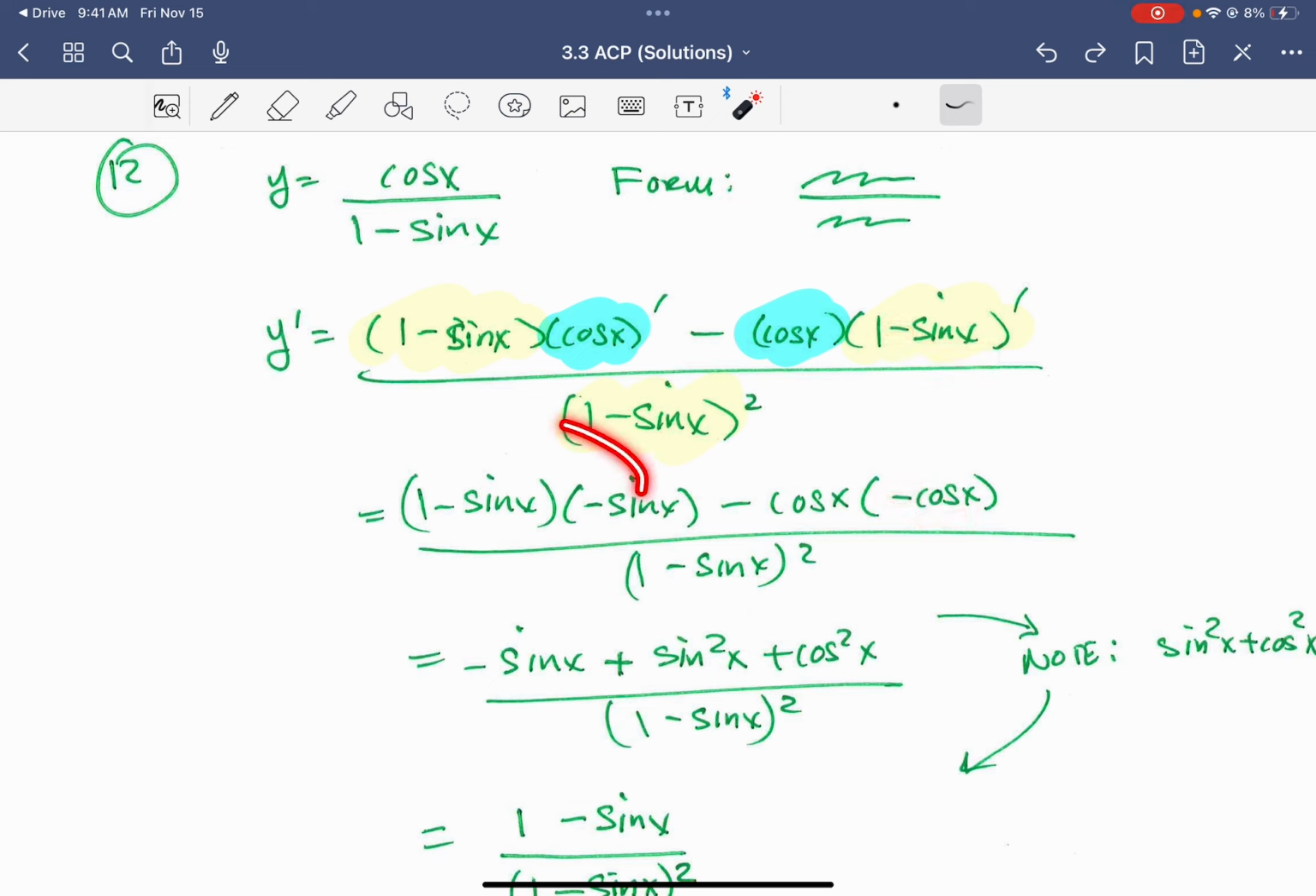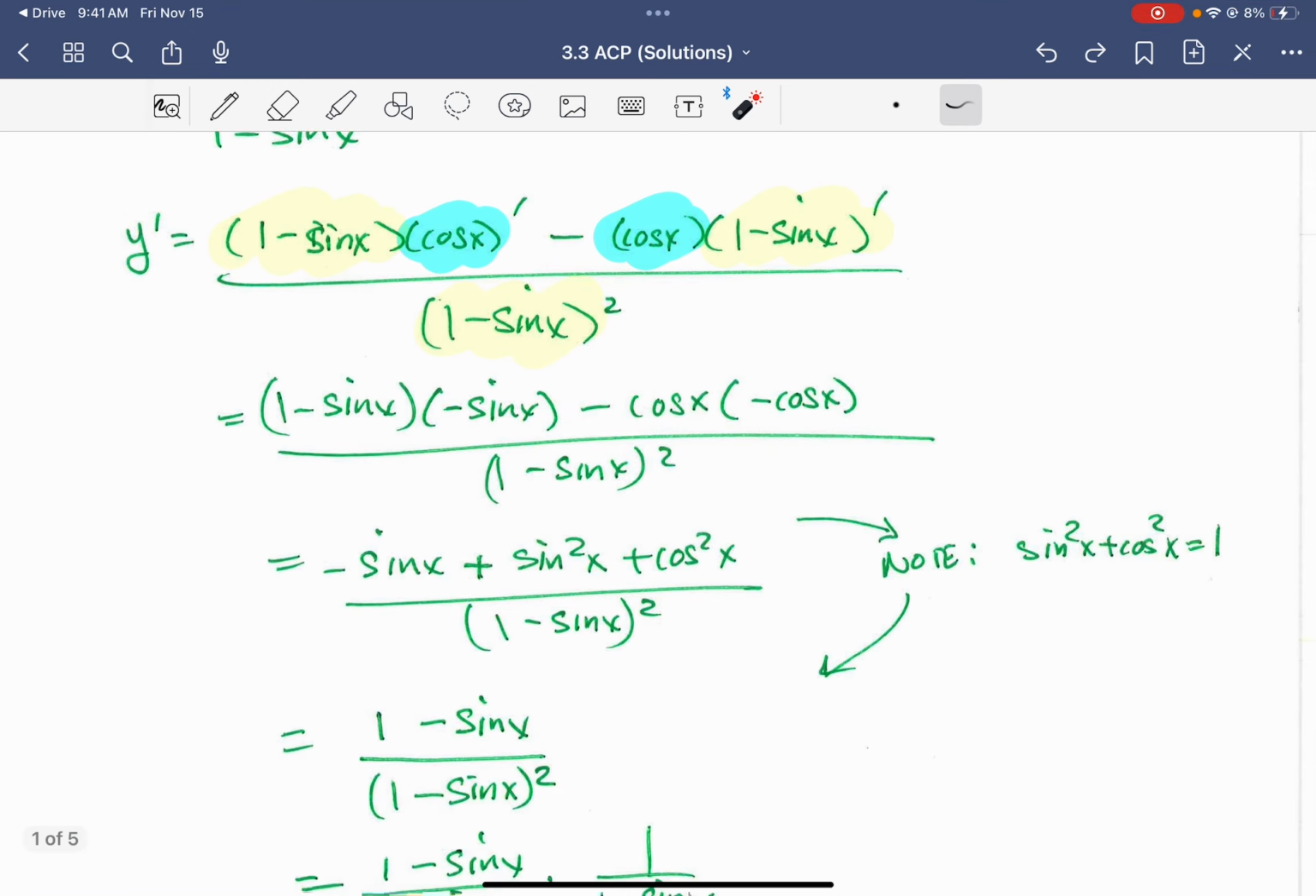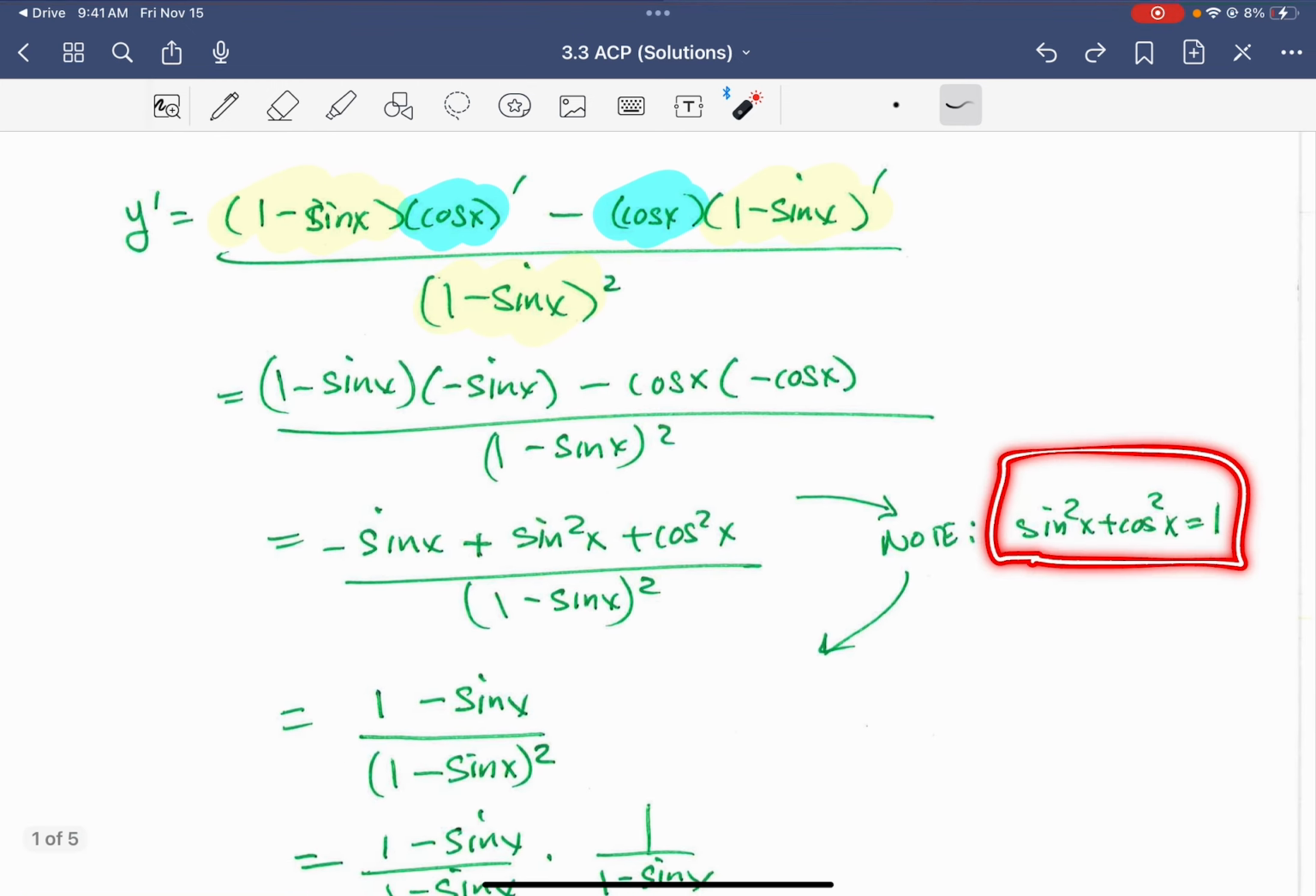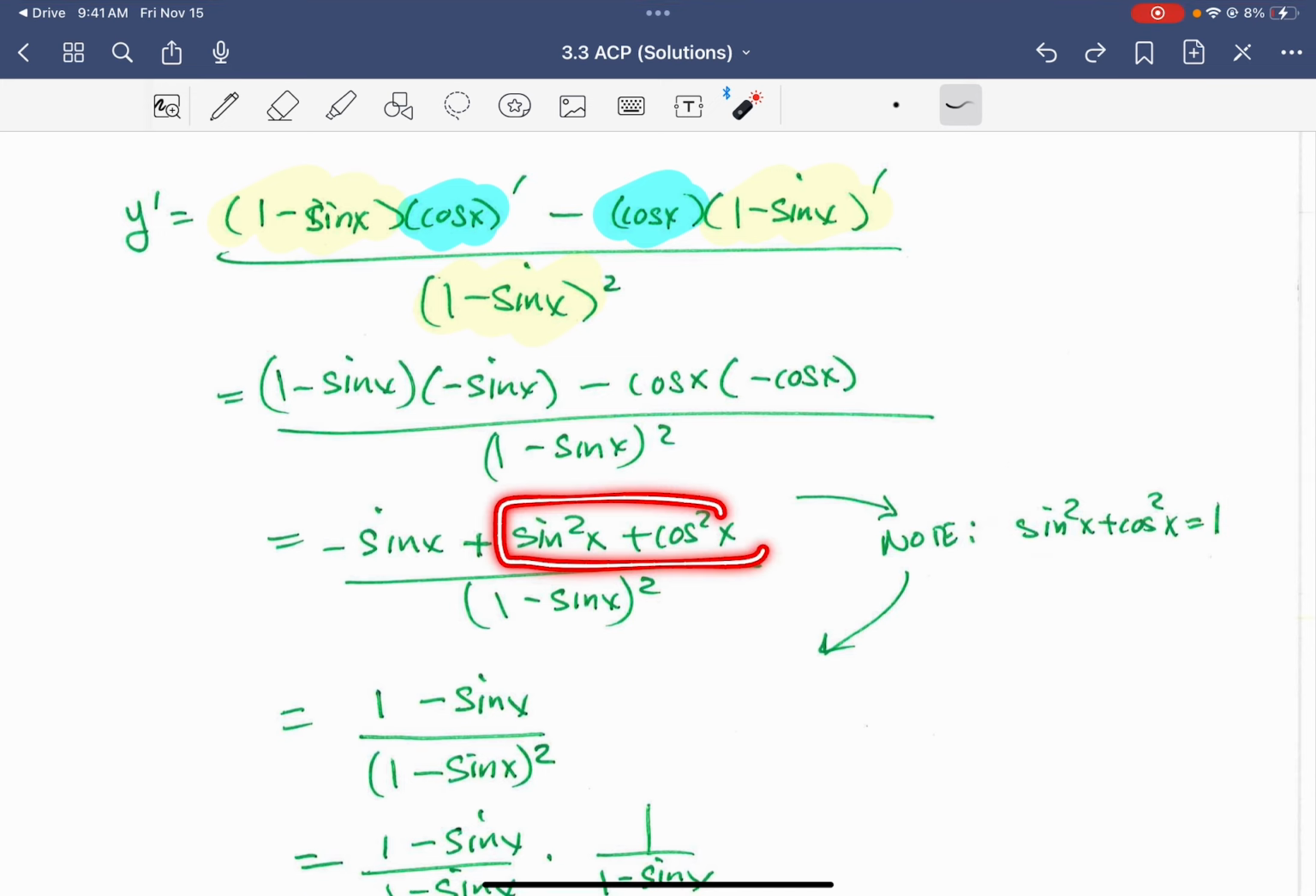But then we distribute here and get this. We distribute here and get plus sine squared. Then cosine and cosine, if they're both negative, multiply together to get positive cosine. But I have this very important fact memorized, that sine squared plus cosine squared is always 1. So this is just equal to 1.